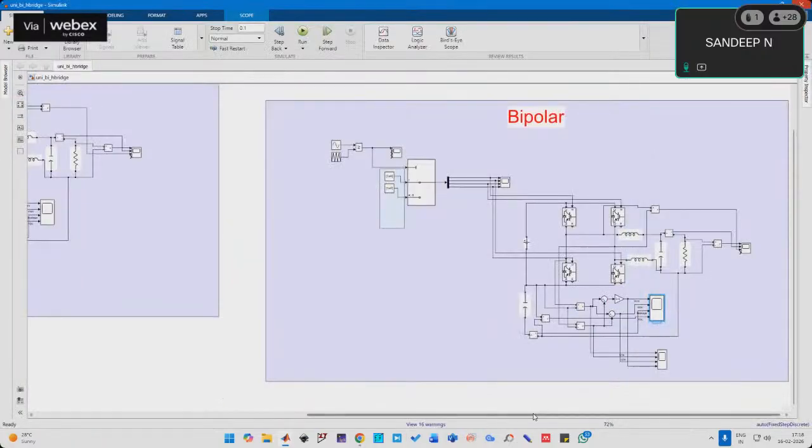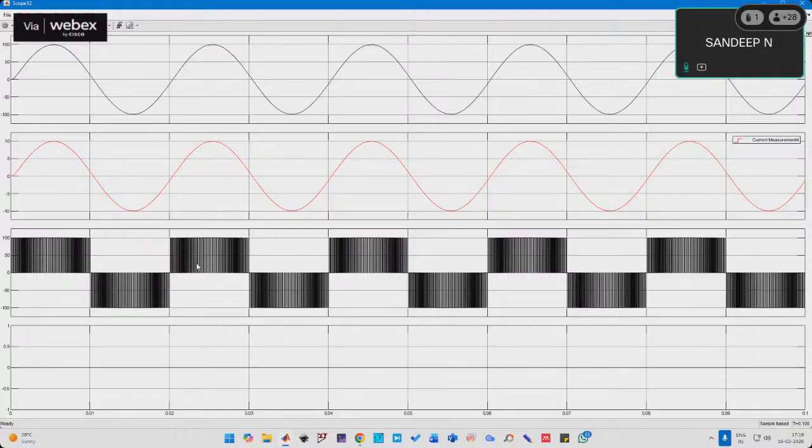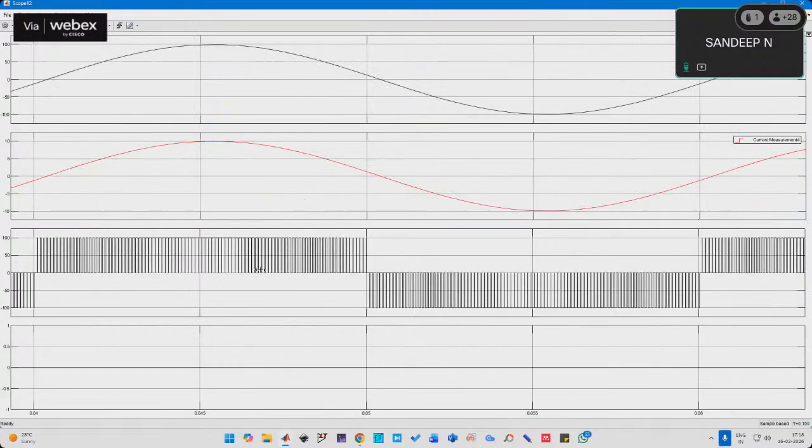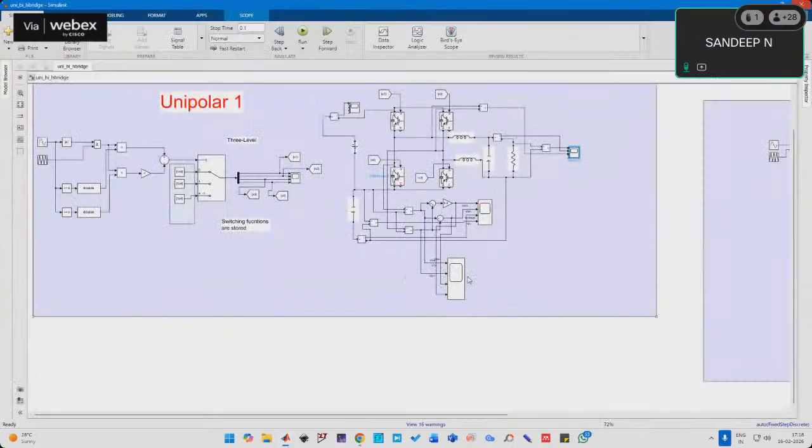Okay. Now the same thing if you look at the unipolar. Let us see the output voltage of unipolar. So you can see what is the difference. In case of a bipolar modulation, the output voltage was swinging from minus 100 to plus 100 or plus 100 to minus 100. In unipolar, the output is going to take only two levels in a half cycle, that is 0 and 100. Then you have minus 100 to 100, right? 0 and 100 and 0 to minus 100. Okay. So that is the output voltage.